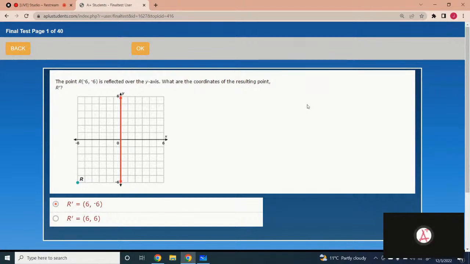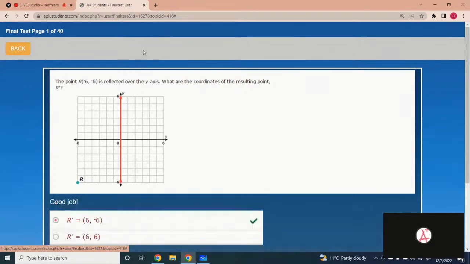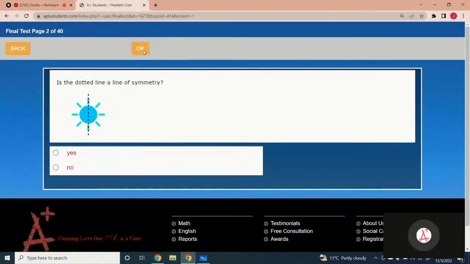Okay, sorry, I forgot to click on the OK button. Okay, is the dotted line a line of symmetry? So which is the correct option? No one is answering. Please write the answers in the chat box if you know the answers. If you have any problem, please write the question in the chat box. I'll answer all your questions. Got it? So, is the dotted line a line of symmetry?